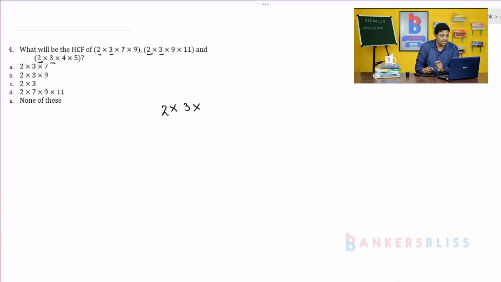Meanwhile 5 is also in the third number but it is not in the first as well as in the second number. Therefore 2 and 3 is the common factor. So your answer is 2 into 3. So option C is the right answer.